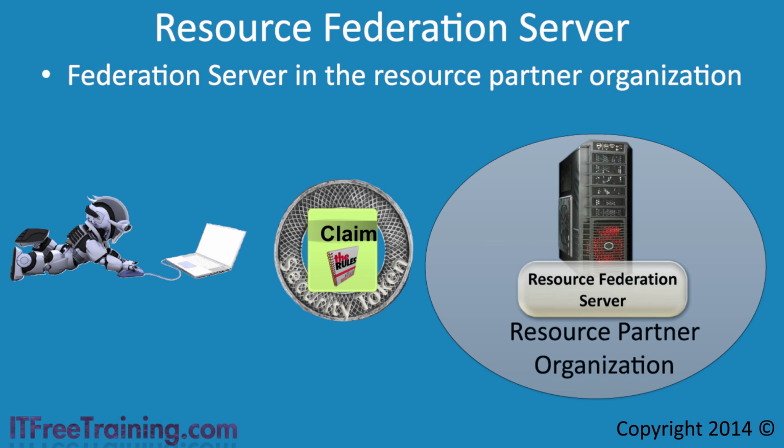A Resource Federation server works off the same principle. You give a claim to the resource server, they look at what you are asking for, and then give you a different claim back so that you can access what you asked for. These claims are stored in a security token so that they can be checked to make sure they are legitimate.